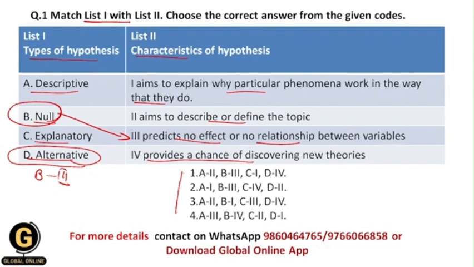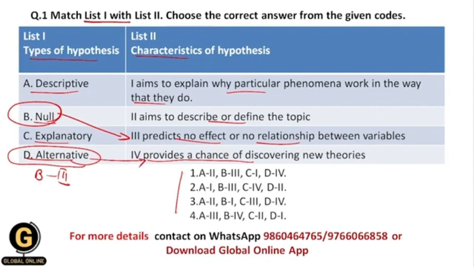And within the alternative hypothesis we predict that there is an effect or there is a relationship between variables, and that's why the alternative hypothesis provides a chance to discover new theories by predicting that there is a relationship between variables, and that's why option D will go for 4.